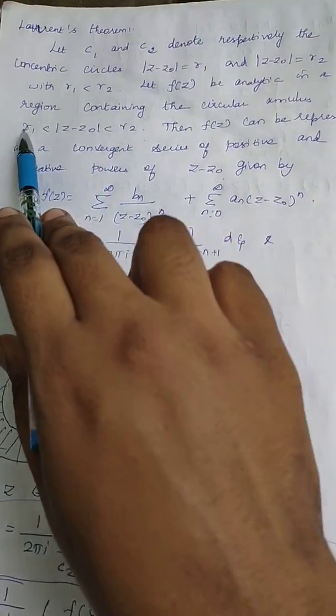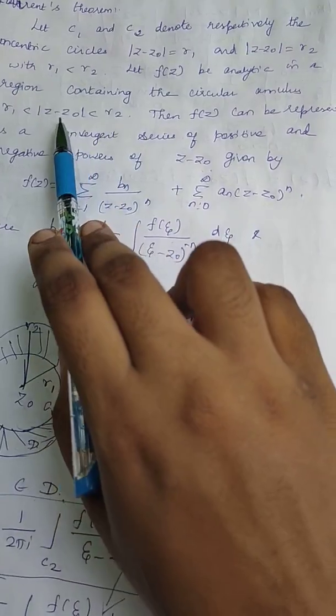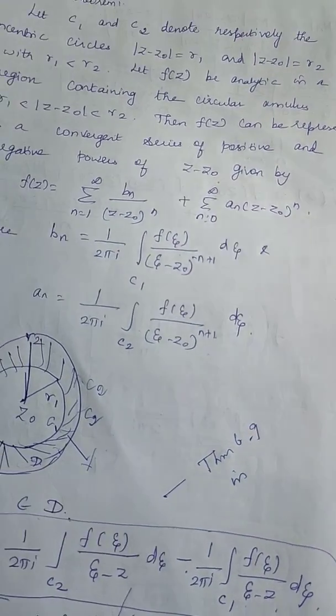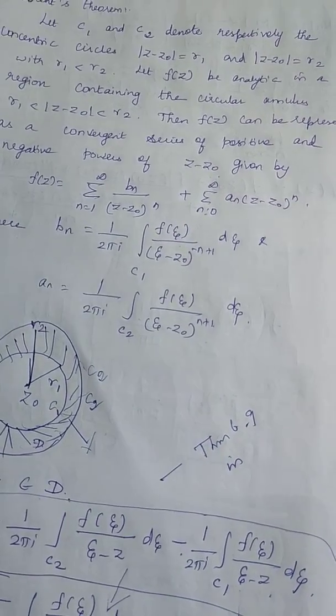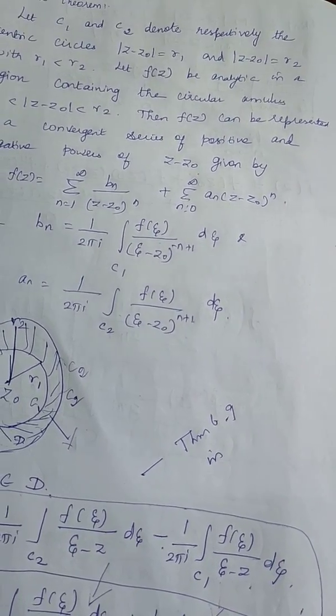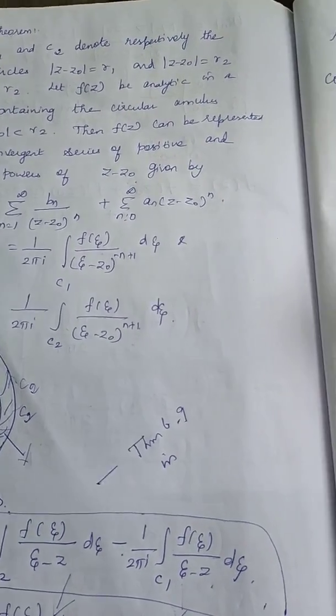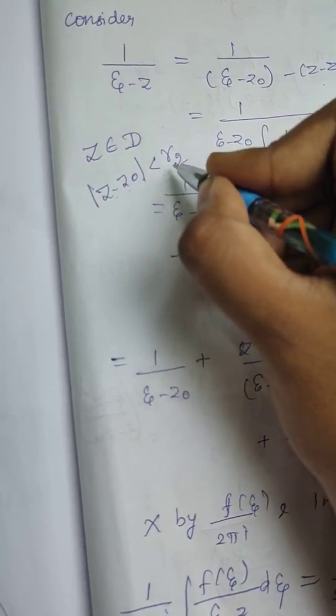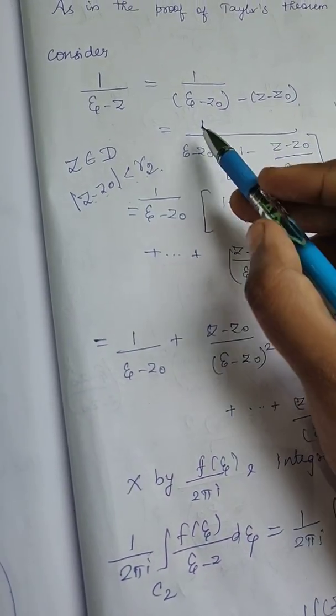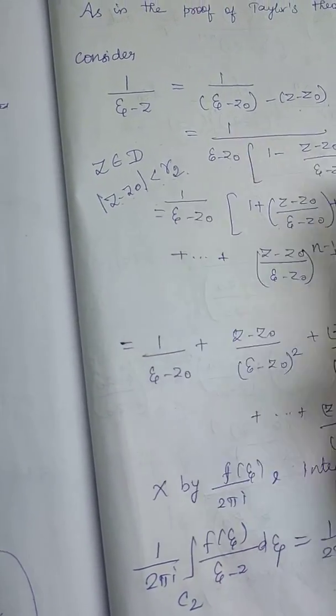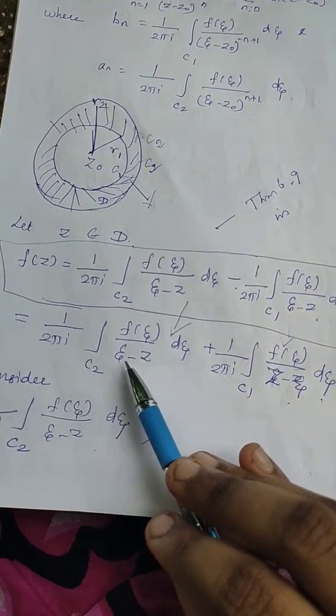So consider this. This is my annular region, right? Which means my modulus of z minus z naught is less than r2. So okay, fine. And what do you know about zeta? Zeta here, z d zeta.